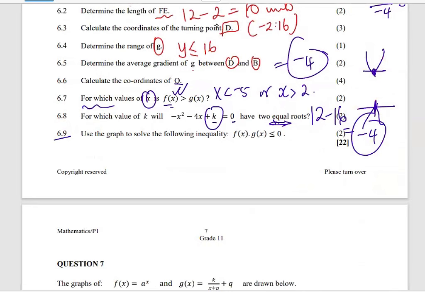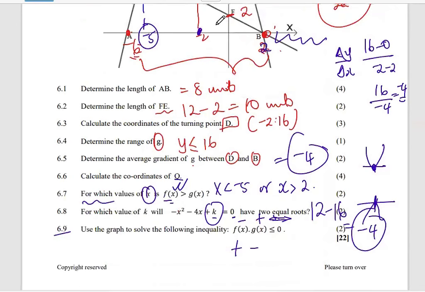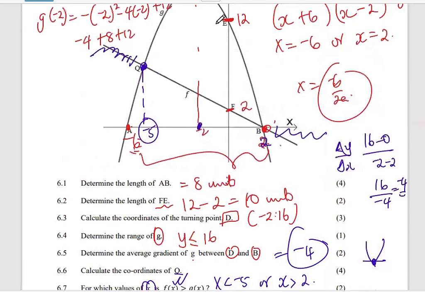Use the graph to solve the inequality. F of x times g of x should be less than or equal to 0, meaning that the two graphs multiplied must give us a negative. This happens if one graph is above, the other graph is below, or this graph is below, and then this one is above. So for f to be above the x-axis, we have a scenario like that, where f is above and g is below. I think it's only happening somewhere here, where this one is below, and then the other one is above.